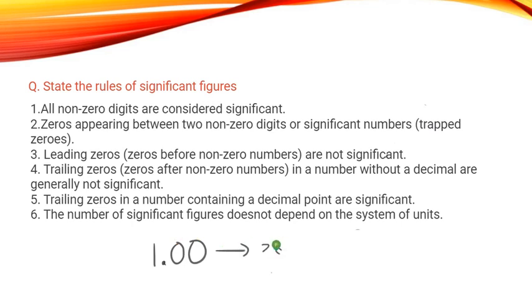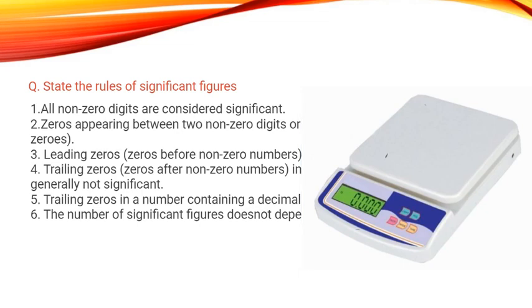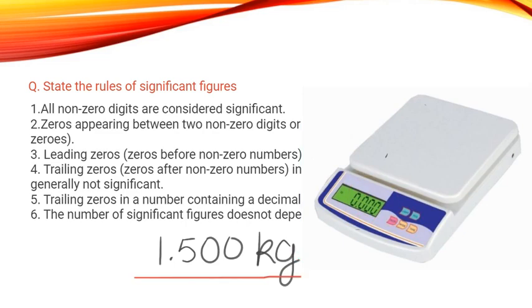Now, why are they significant? Let's go back to your example. So let's take the example of this weighing machine again. Now, in this case, can you see after the decimal how many zeros are there? 3 zeros. So let us suppose you buy a vegetable of 1.5 kilos. Now in this case, how many significant figures will be there? 1, 2, 3 and 4. Okay. So why are we not ignoring these trailing zeros?